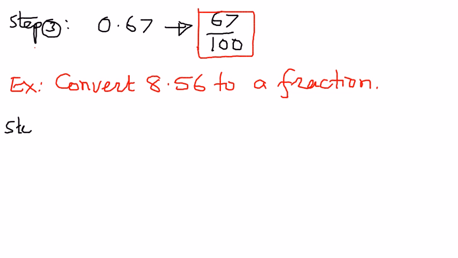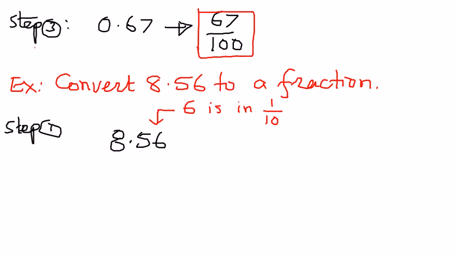Step number 1. In 8.56, we want to recognize where the 6 is in the place value chart. The number 6 is in the 100th place, the 1 over 100th place, and therefore we're going to rewrite this number as a whole number plus a fraction, and this is how we can do it.